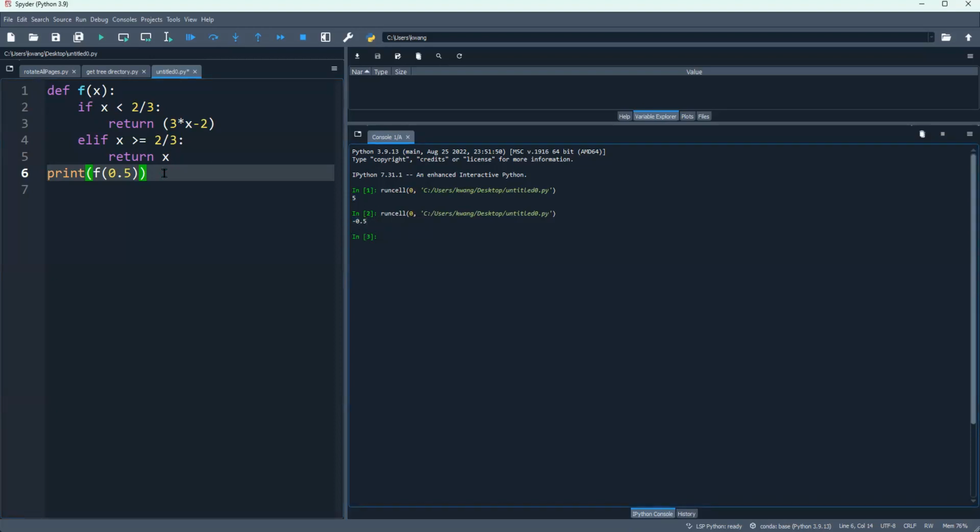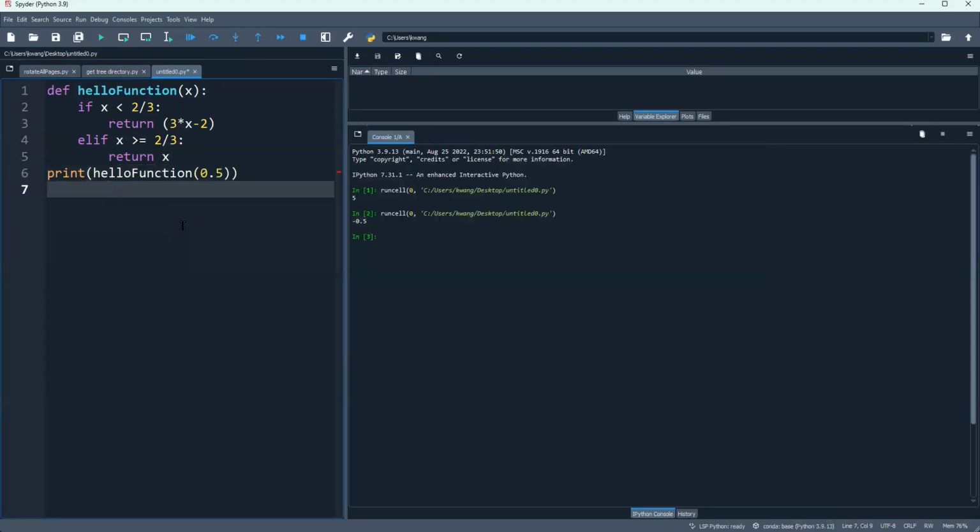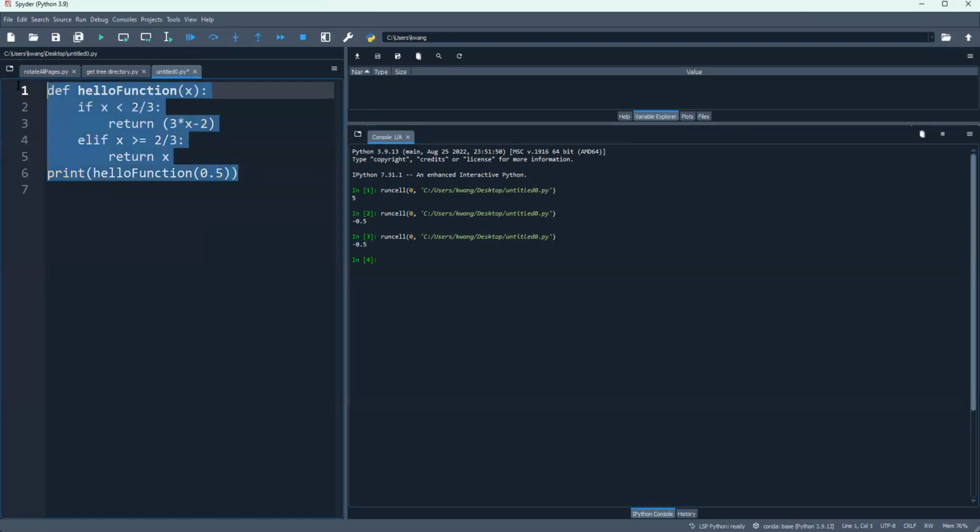And so that is a function. You can call it any other name you like, hello function, whatever you want to call it. Then you just have to rename it, otherwise it will tell you an error: undefined name f. Then you must change it to the correct name. Hello function. Oops. Just print it. Let's try the same value 0.5, and we still get negative 0.5. Okay, good.